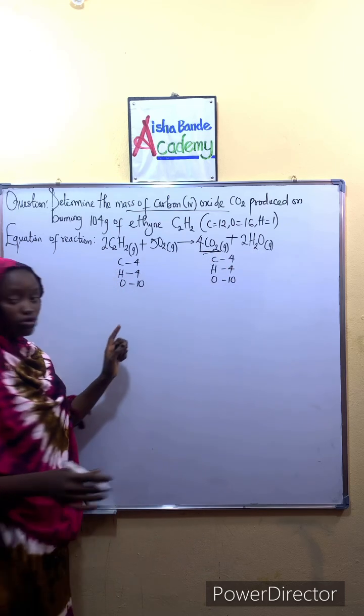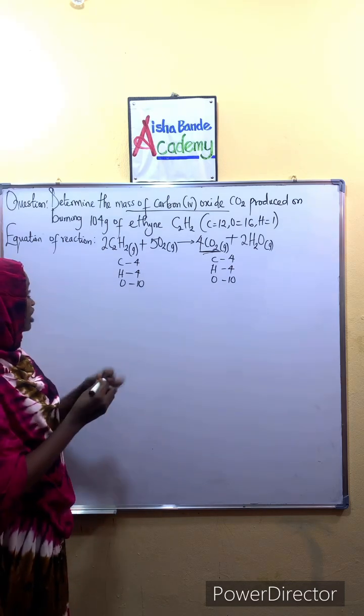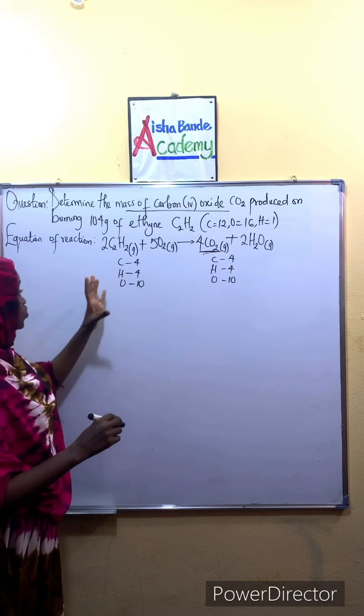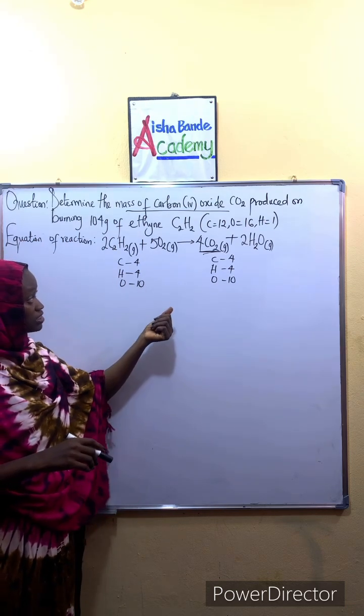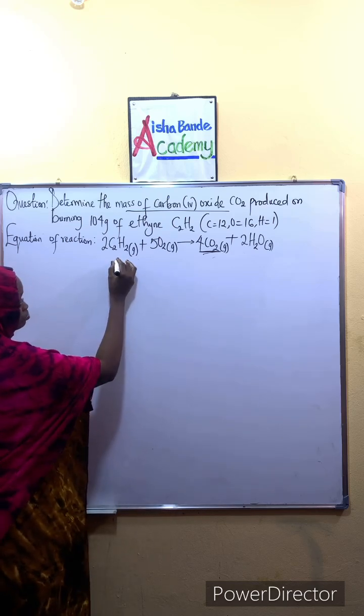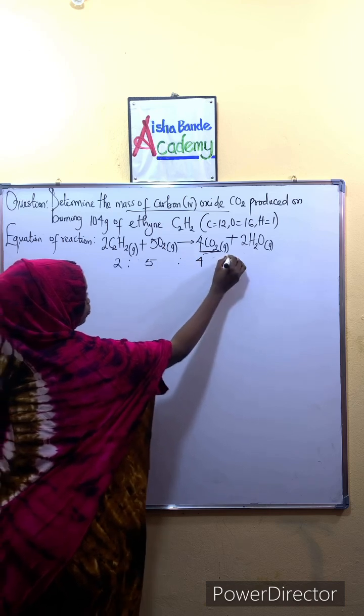So looking at the reactant and the product side, the elements are balanced. This means that we have a balanced chemical equation, so we can move on and solve further. From here we can see that the mole ratio is 2 to 5 to 4 to 2.